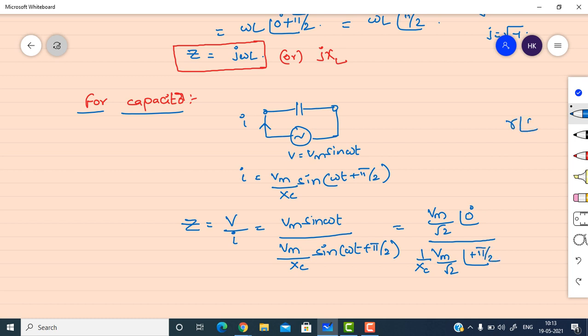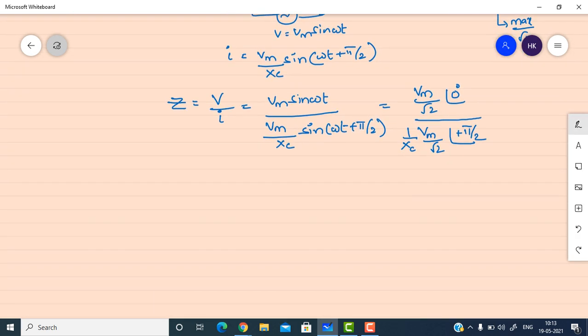Polar form is R at an angle phi. R value means RMS value, that is maximum value by root 2. Maximum value is Vm, so Vm by root 2 at an angle omega t plus or minus phi. This phi is the angle. Here there is no phi value, that means 0 degrees. Here omega t plus phi, in place of phi we have pi by 2. So that's why Vm by root 2 at an angle pi by 2. Vm by root 2, Vm by root 2 get cancelled.